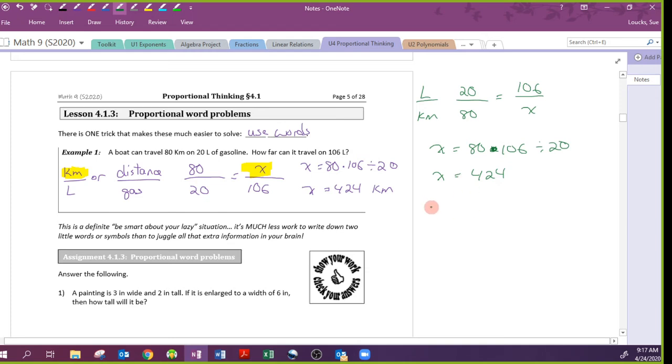The other thing I should just mention is that it doesn't matter if I do 80 times 106 or I do 106 times 80 and then divide by my 20. It doesn't matter because when you multiply things, it doesn't matter what order you multiply them in, you're going to get the same answer. Okay? Any questions about that?